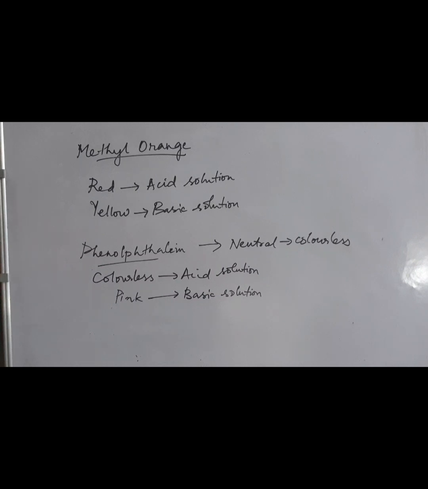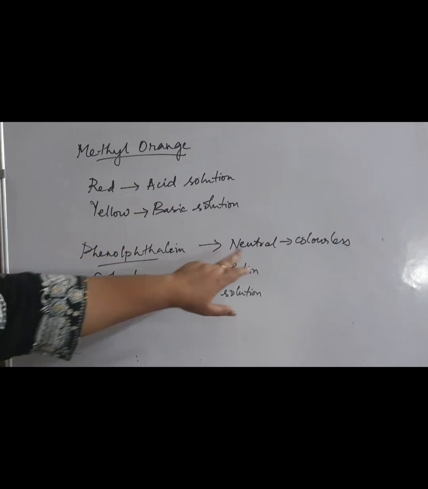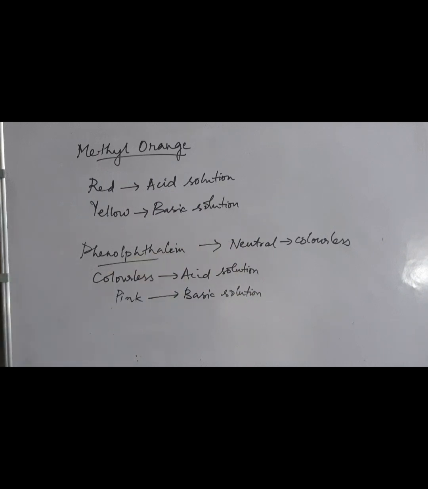Okay, you can just go through it quickly. Methyl orange, and then phenolphthalein. Okay, so in acid, the methyl orange color is red, in basic it will be yellow in color. Phenolphthalein in acid it will be colorless, and in basic it will be pink, and in neutral it will be colorless. Okay, hope it's clear. So we have covered the indicators.